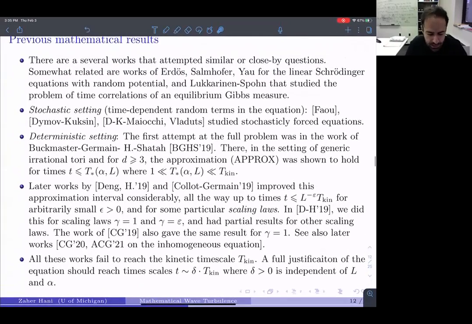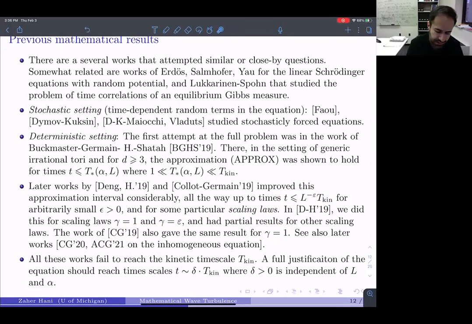Then in a couple of later works in 2019, one jointly with Yu Deng and another independent work of Collot and Germain, this approximation was improved to considerably longer intervals. We were able to justify this approximation for times that are L to the minus epsilon times the kinetic time, where this epsilon can be taken to be arbitrarily small. We weren't able to do that for all scaling laws. We were able to do that for two particular scaling laws, gamma equals 1 and gamma equals epsilon. And the work of Collot and Germain also gave the same result for gamma equals 1.